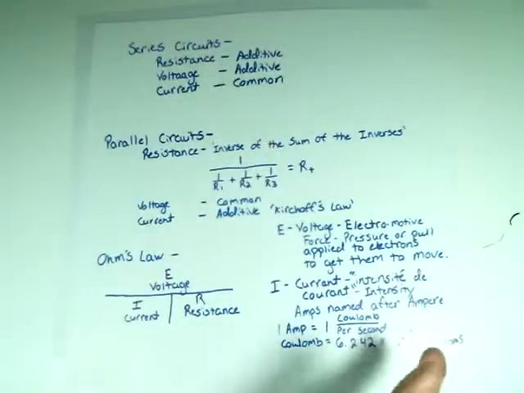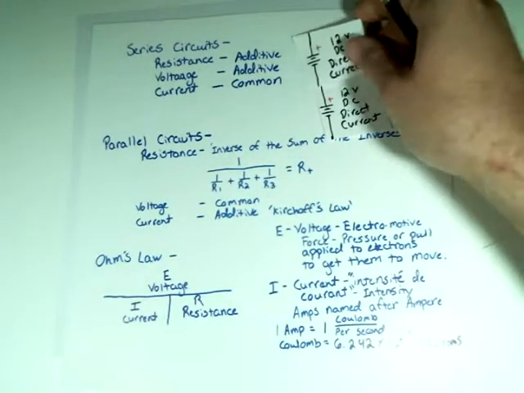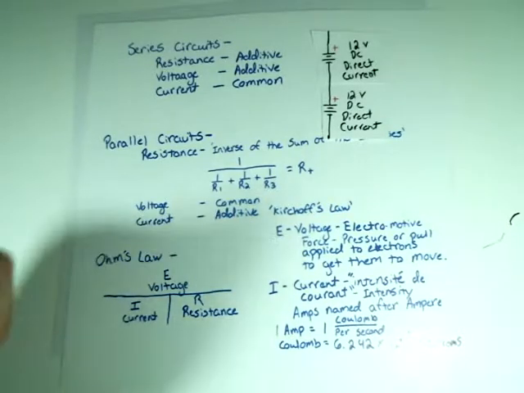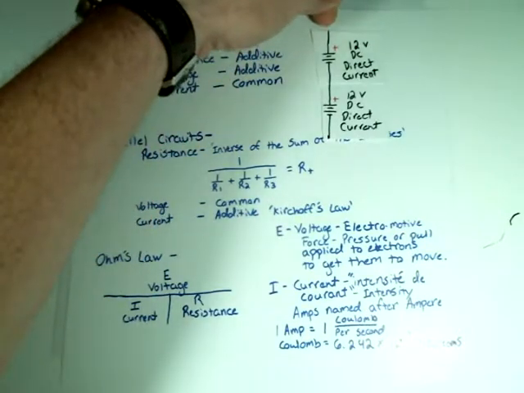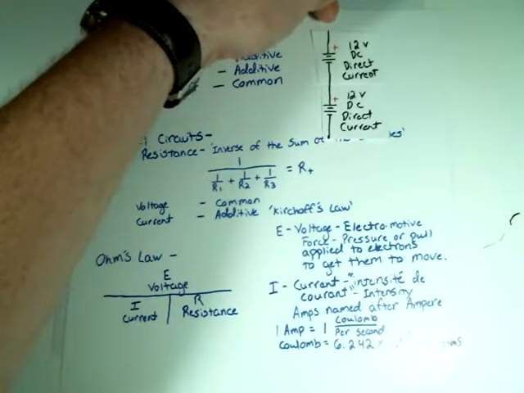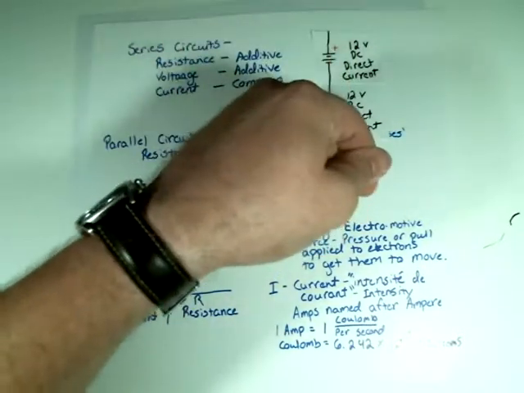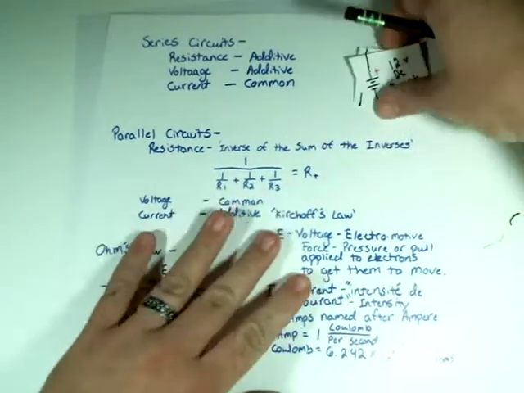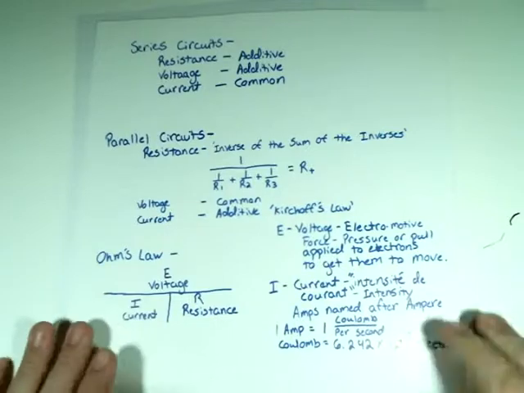Voltage is also additive. So if I had a 12 volt battery and I put another 12 volt battery in line with it, I have 24 volts. And current is common. So that means that if I have 1 amp going to the 12 volt battery on this end, I have 1 amp coming out of the 12 volt battery on this end. And we're going to go over that a little bit more in analysis. It might make more sense if you're having issues with that.